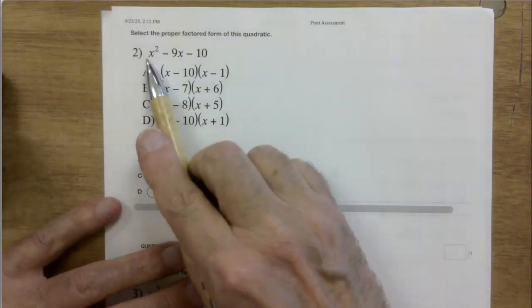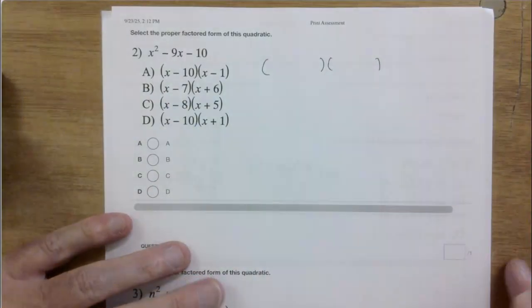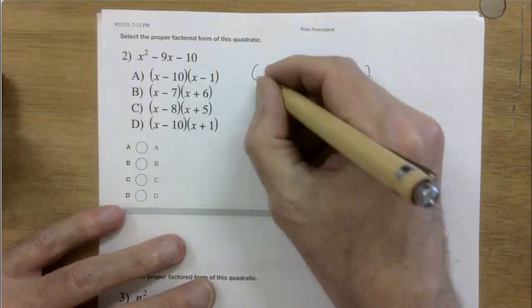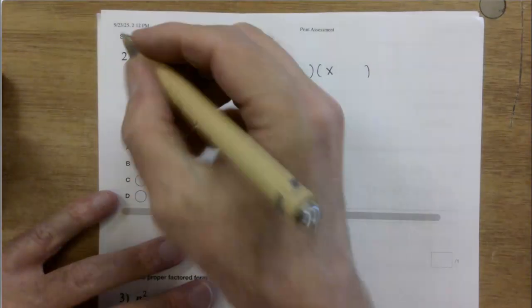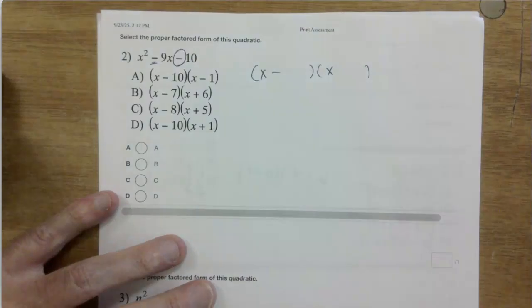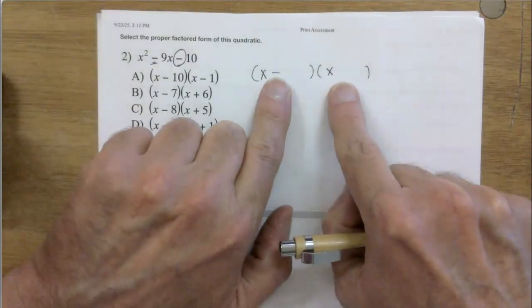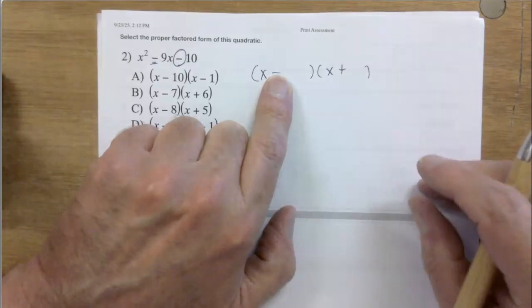All right, number 2. Again, nothing in front of the x squared, so go right for the answer. Make your brackets, your parentheses. Put the x right here, that's where it goes, put it there. Now this first sign right here is a negative, so just put it right there. But this second sign, this one right there, that tells me these two signs are different. So this one must be a plus.